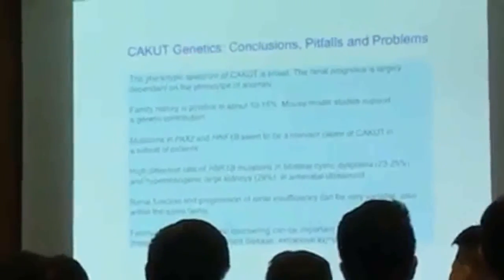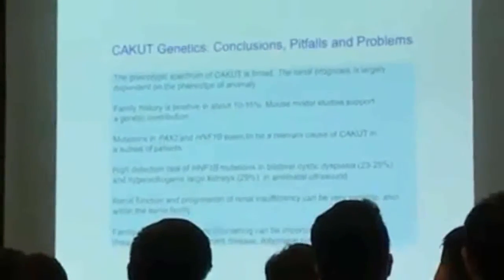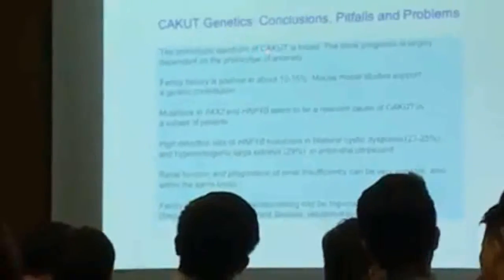So in this genetics, we got some conclusion. The phenotypic spectrum of this kind of disease is very broad. The renal prognosis largely depends on phenotype. So the prognosis could be very nice, could be very bad. Family history is positive in about 10 to 15%. Most model studies support genetic contribution. And mutation in PAX2 and HNF1B seem to be relevant gene cause. It's the most common to target hotspot gene in a patient with congenital urinary tract anomalies.